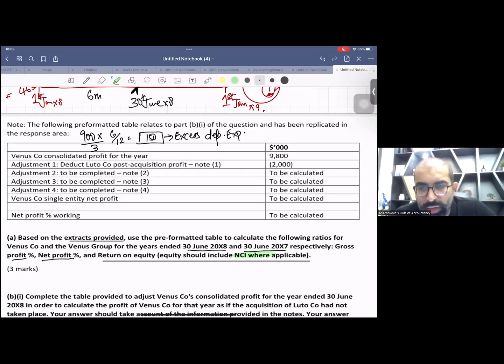Okay. So now I'm giving you these three ratios. GP percentage is GP upon sales into 100. NP percentage is NP upon sales into 100. And ROE, return on equity, is net profit upon equity packet into 100, net profit divided by shareholder equity into 100. These three things you have to calculate from the above data on the first page.